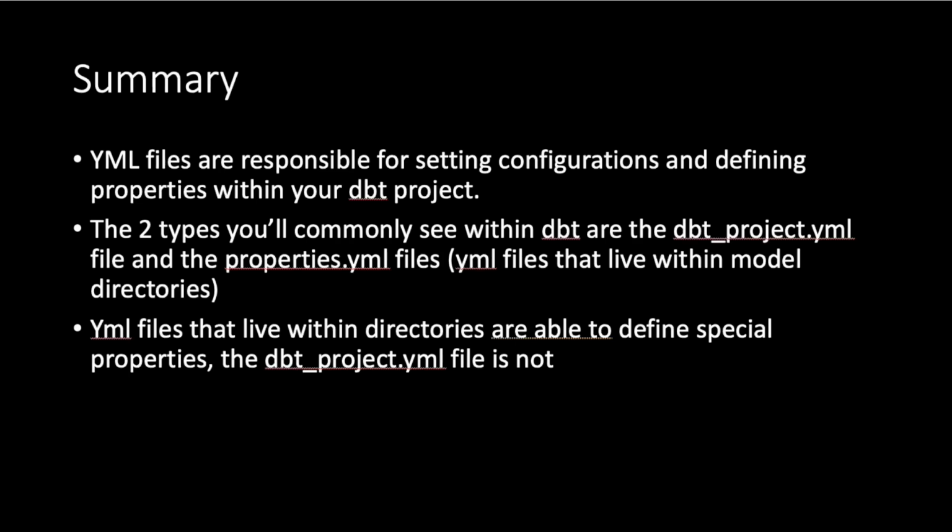So that sums up the video. We learned how DBT YAML files are structured, what they're responsible for, which is setting up configurations and defining properties. The two common types of YAML files that you'll see, which are the DBT project YAML file as well as these properties.yaml files that you'll find within those model directories, as well as the differences between those two files. Again, the properties.yaml files that live within those model directories are going to be really important because there's a lot of special properties that you'll only be able to define within those. And every single DBT project will have a DBT project YAML file that you'll need to work with.